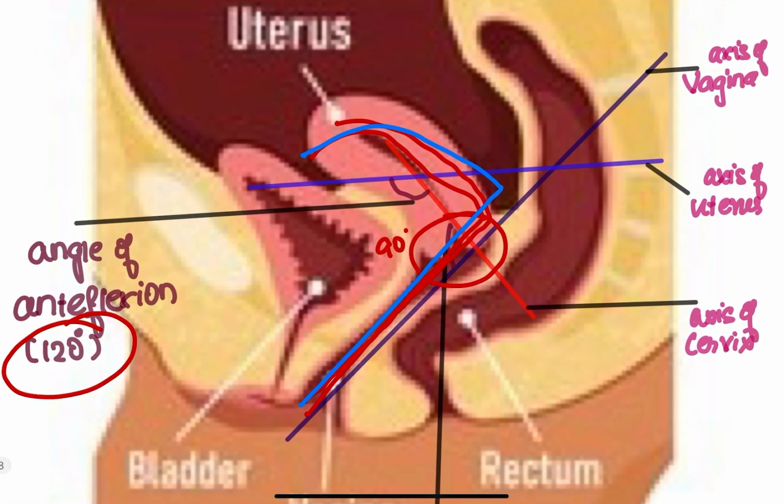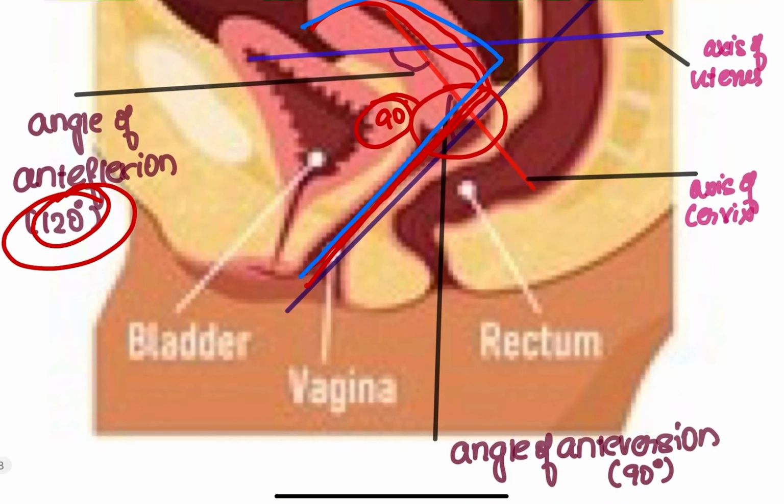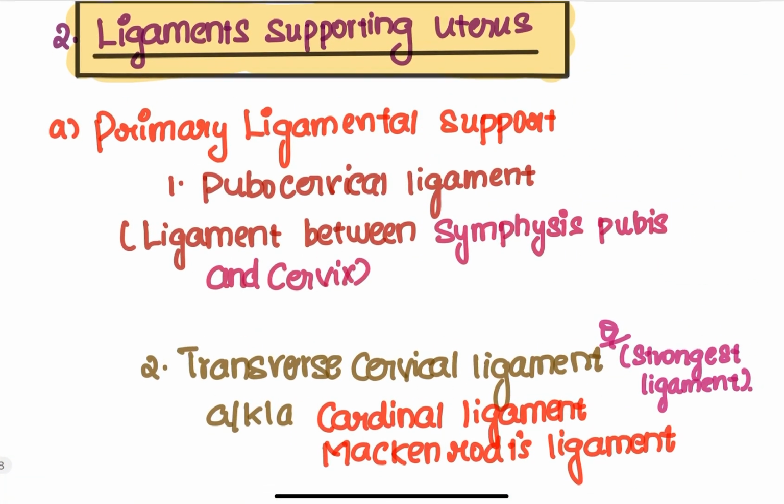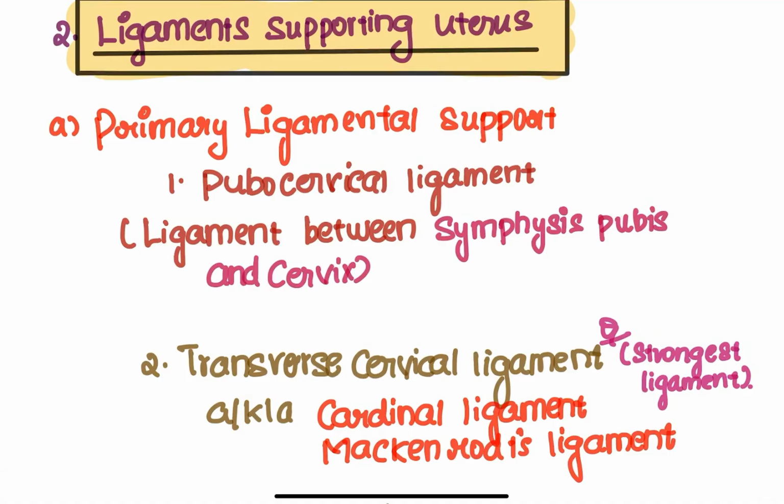Is that clear? Yes. And here we discussed the angle of anteversion and angle of anteflexion. Now, moving to the ligamental supports of the uterus, we have two kinds of ligamental support. One is the primary ligamental support and the second one is the secondary ligamental support. Always primary is more important. Primary importance is given to primary and the secondary support is secondarily important. Clear? Yes.